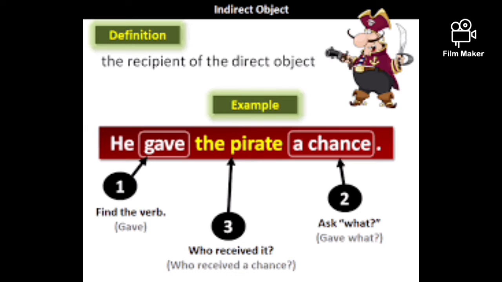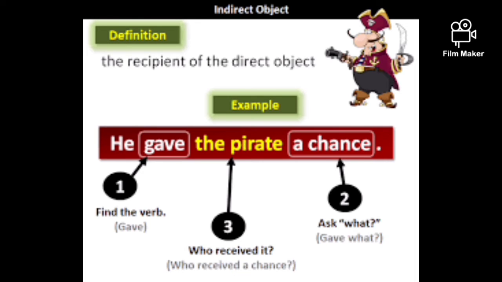So what is the verb here? Give. Past form of give, gave. So gave is the verb. Who received? The pirate. He gave the pirate a chance. So who received? To whom did he give? A pirate. What did he give? A chance. So if you can get the answer for what, it is direct. To whom did he give the chance? To the pirate. So pirate becomes the indirect object.